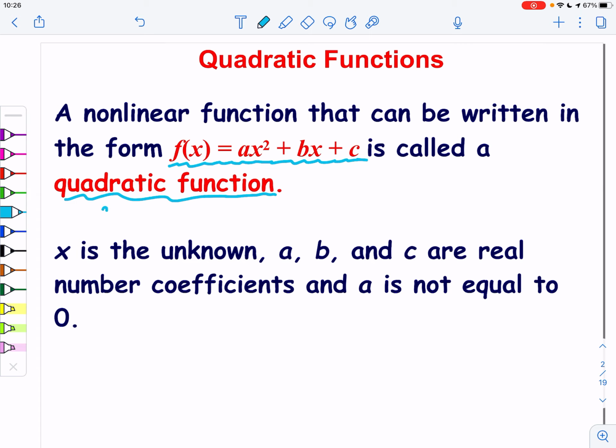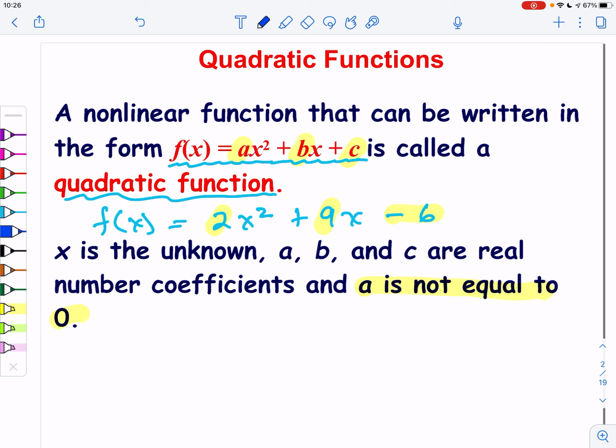For example, f of x equals 2x squared plus 9x minus 6. 2 represents your A, 9 is your B, and negative 6 is your C. X is your unknown. A, B, and C are real number coefficients, but A cannot be equal to 0.